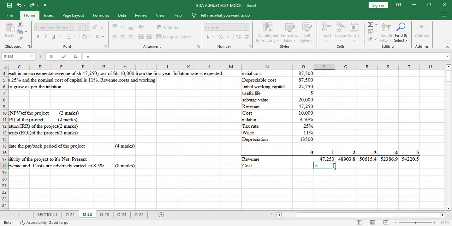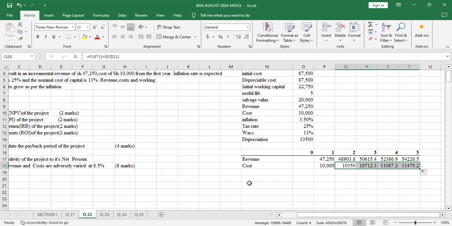So the cost, the same. The cost for the first year was 10,000, but it was affected by inflation. So from second year, we'll have an inflation. So I'll multiply by 1 plus the inflation rate. But I'll lock the inflation rate, the cell with the inflation, completely, so that when I drag, the values will appear automatically. So I'll drag all the way.